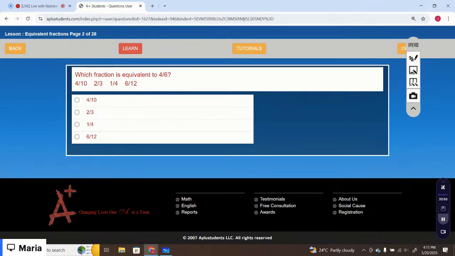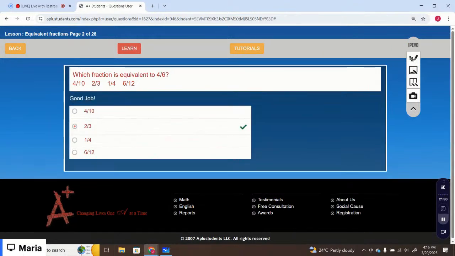Which fraction is exactly equivalent to 4 over 6? Four over 6. Very good. That is option number 2. 2 by 3. Option number 2 is the correct option.